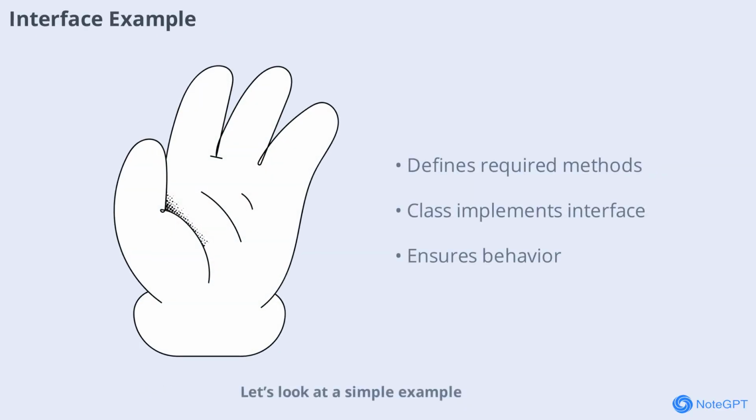Let's look at a simple example. Suppose you have an interface called printable with a method print. A class named A6 implements printable and provides the print method's body. When you create an object of A6 and call print, it displays a message. This demonstrates how interfaces define required behaviors and how classes implement them.